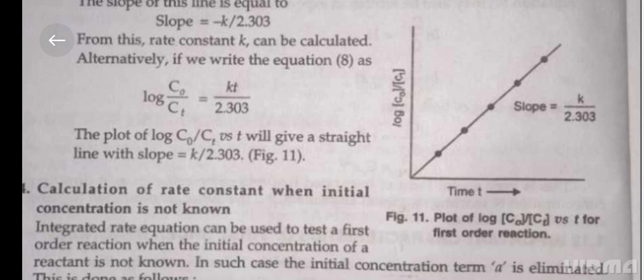Alternatively, if we write this equation 8 as log of C0 upon Ct is equal to kt upon 2.303, the plot of log C0 upon Ct versus t will give a straight line with slope k upon 2.303.